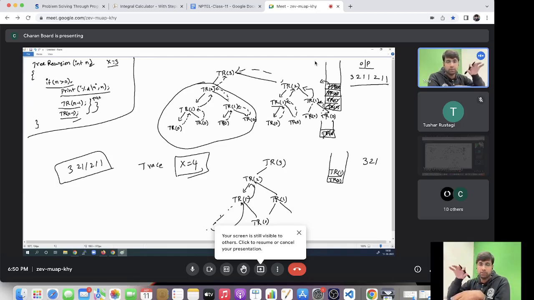So this is how the function calls will be. Got it? Sir, why is tr of 3 not repeated two times?